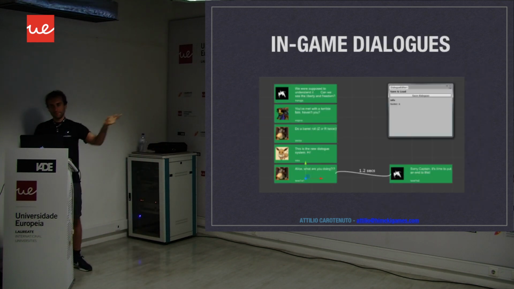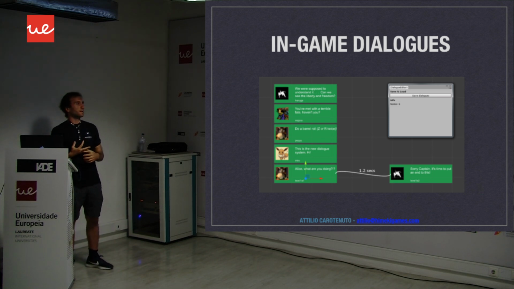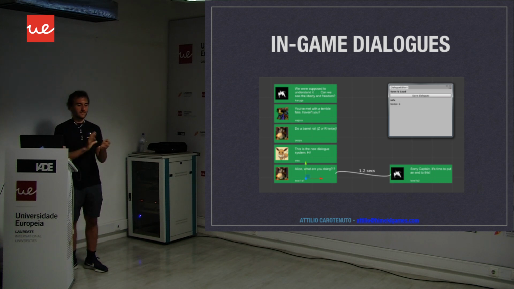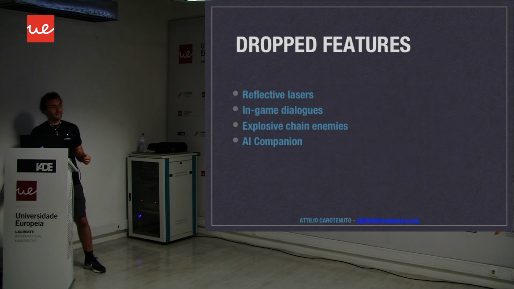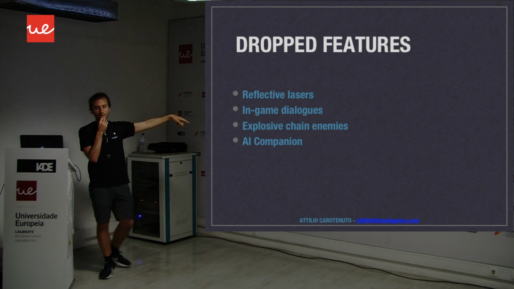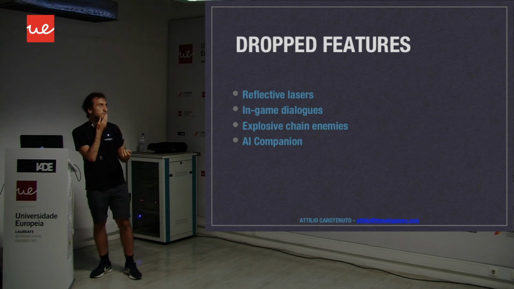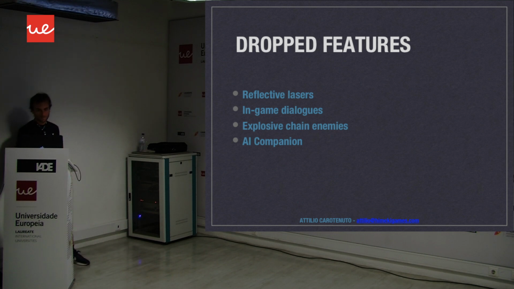And the game had dialogues at the beginning, so that's the dialogue editor. We dropped that too because it was distracting, and I think people would rather not be bored with dialogues during the game, just between levels. So we dropped that. I also implemented AI for the game, so the game can actually play itself, and it's sort of an input method. But we dropped that, and we dropped explosive chain enemies as well.